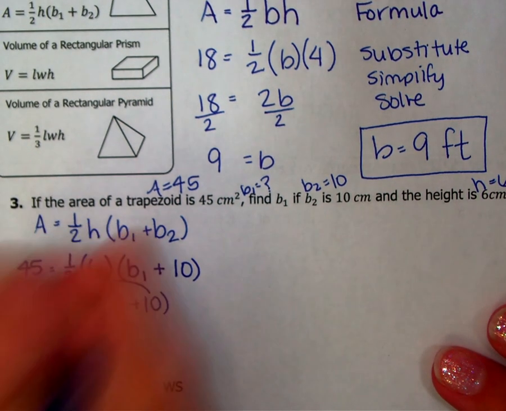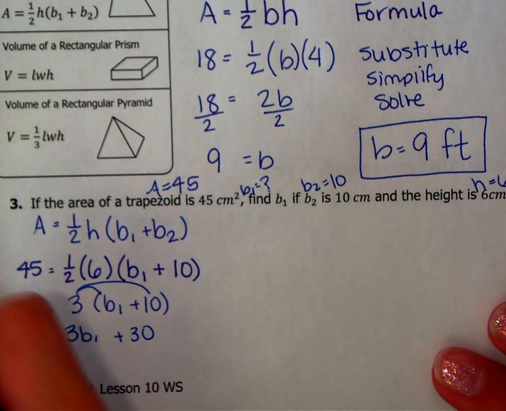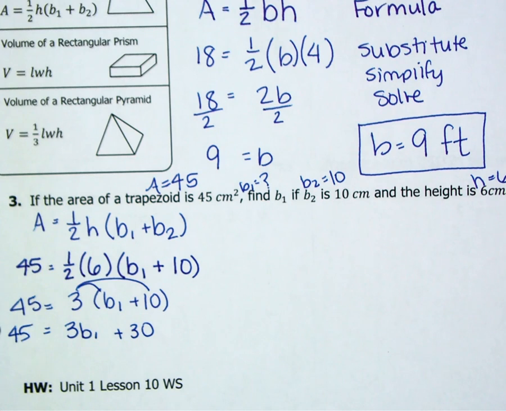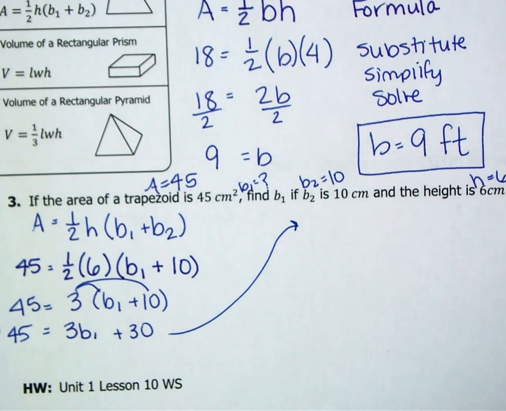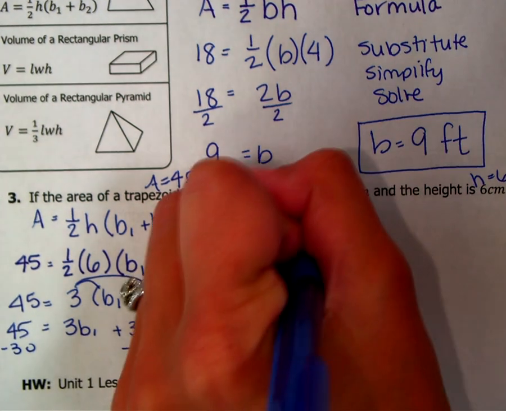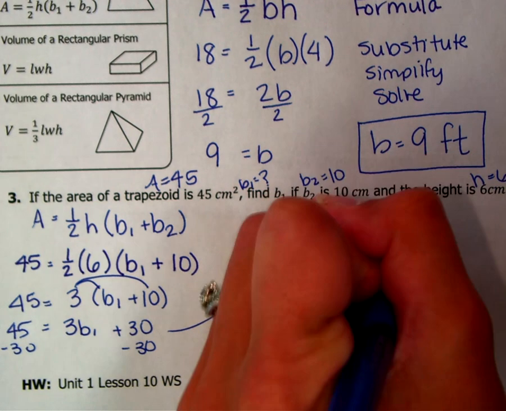I think we're more comfortable probably distributing, so that's what I'll show you up here. So we've got 3 times B1, which is 3B1, plus 3 times 10, which is 30. So we've got 45 equals 3 times B1 plus 30. Then it's just a 2-step equation. So I'm going to move my stuff up here. I would subtract 30 from both sides. Have 15 equals 3 times B1.